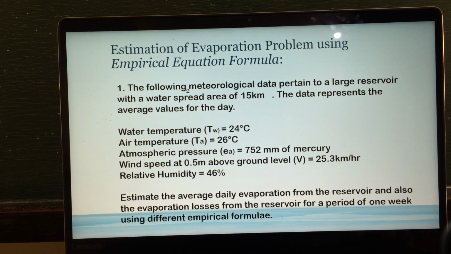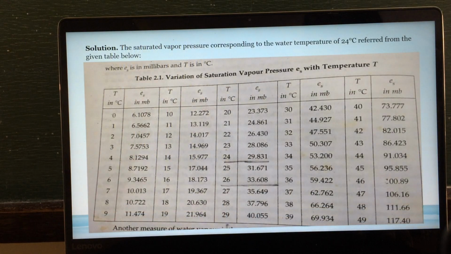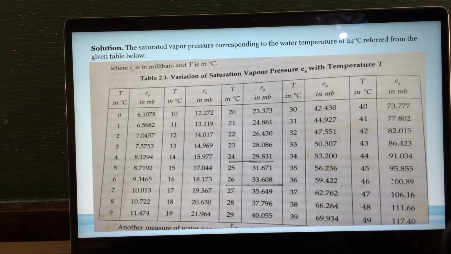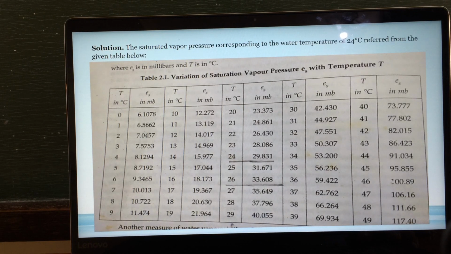Estimate the average daily evaporation from the reservoir and also the evaporation losses from the reservoir for a period of 1 week using different empirical formulae. Here's the saturated vapor pressure corresponding to the water temperature of 24 degrees Celsius referred from the given table below. 24 degrees Celsius is equivalent to E sub S equals to 29.831.